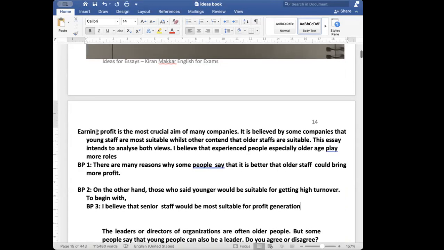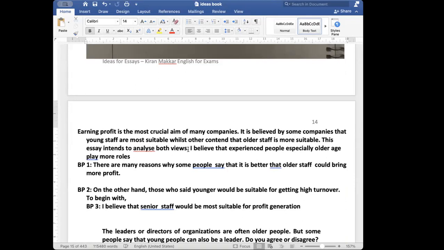Okay. Earning profit is the most crucial aim of many companies. It is believed by some companies that young staff are more suitable, whilst others contend that older staff is suitable. Staffs is not a word. Staff is plural, is staff only. Is more suitable.